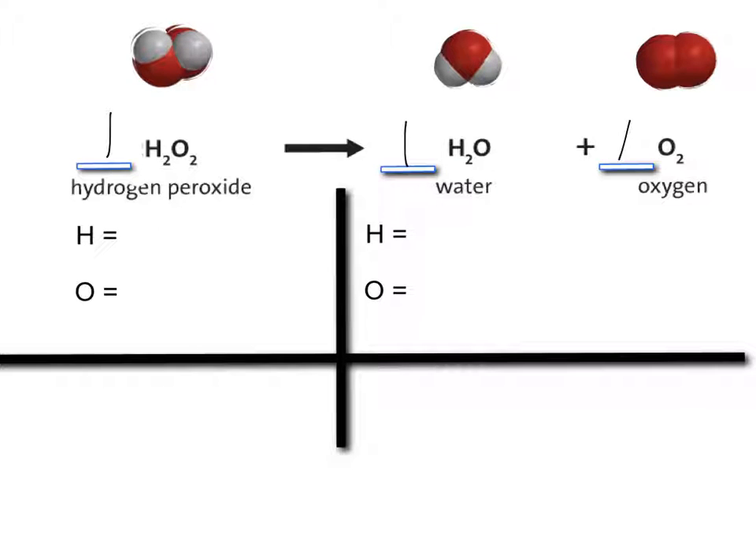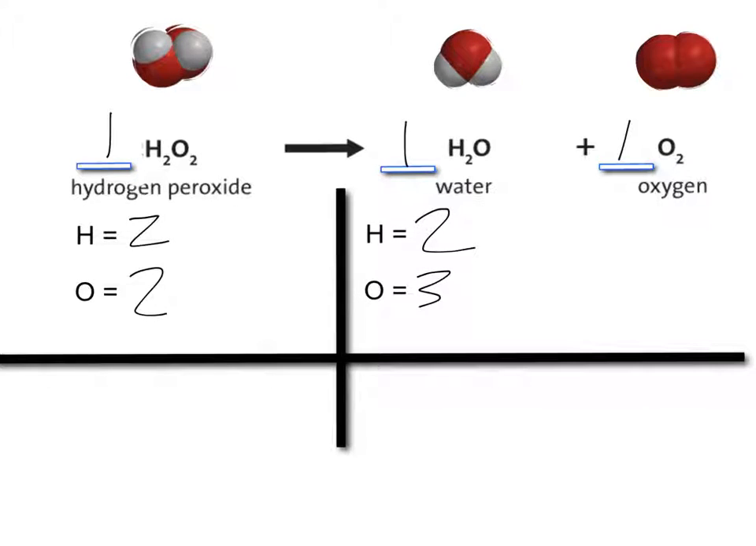In the case of the entire groupings, for H2O2, how many H's are in H2O2? There are 2. And how many O's are in H2O2? There are 2 of them. On the other side, for H2O, there are 2 H's, and in O2, there are no H's, making it 2 hydrogens. For oxygen, there's 1 oxygen in water and 2 oxygens in oxygen, making it 3 oxygens.